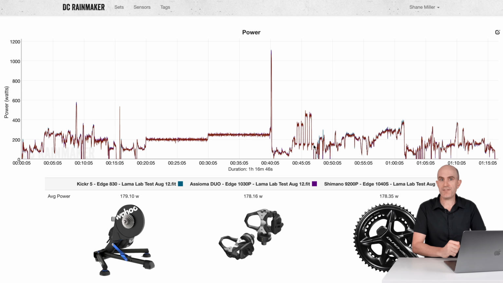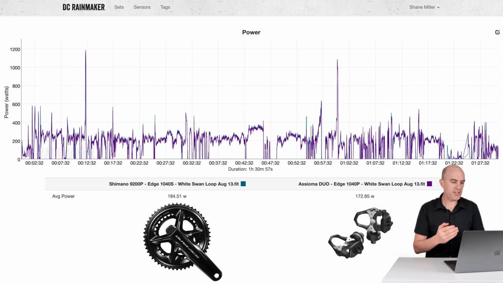The takeaways from the very first Lama Lab test were that the steady state 200 and 250 were very, very good. The sprints, something was happening on the right-hand side that required further investigation. And the overs and unders, so from the 150 to 350 and the 150 to 450, were also pretty good.